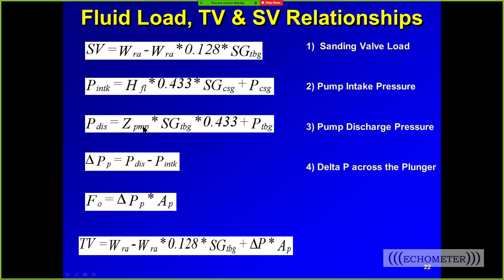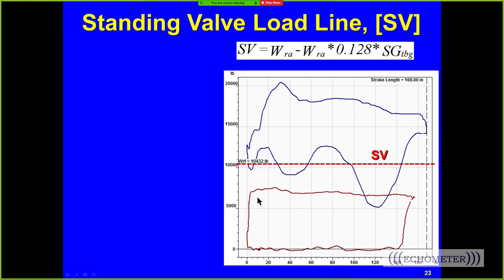This is the pump discharge pressure: the true vertical pump depth times the specific gravity of tubing fluid times the gradient of fresh water, plus the tubing pressure. This is the fluid load, which is the pressure acting across the pump, the discharge pressure minus intake, times the area of the pump. And add the fluid load to the weighted rods in fluid, that becomes the trailing valve load. And so these are our standing valve and trailing valve loads, two of our reference loads.